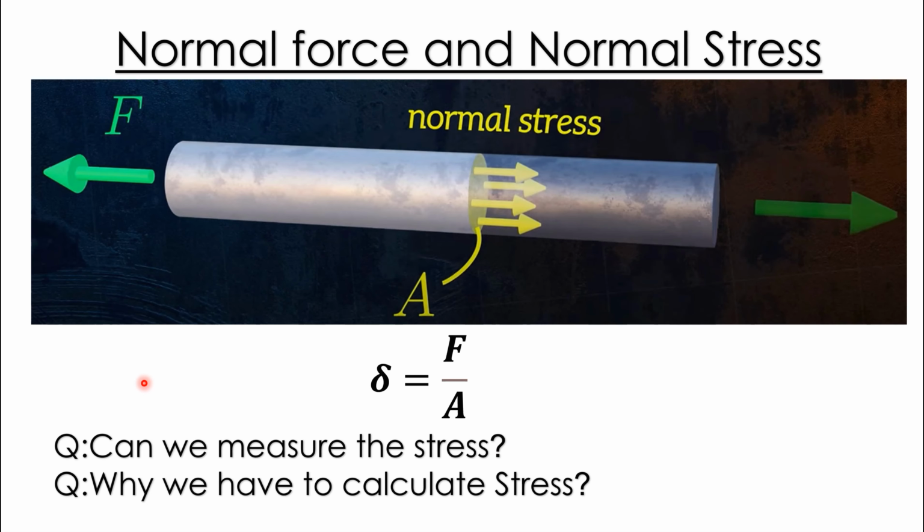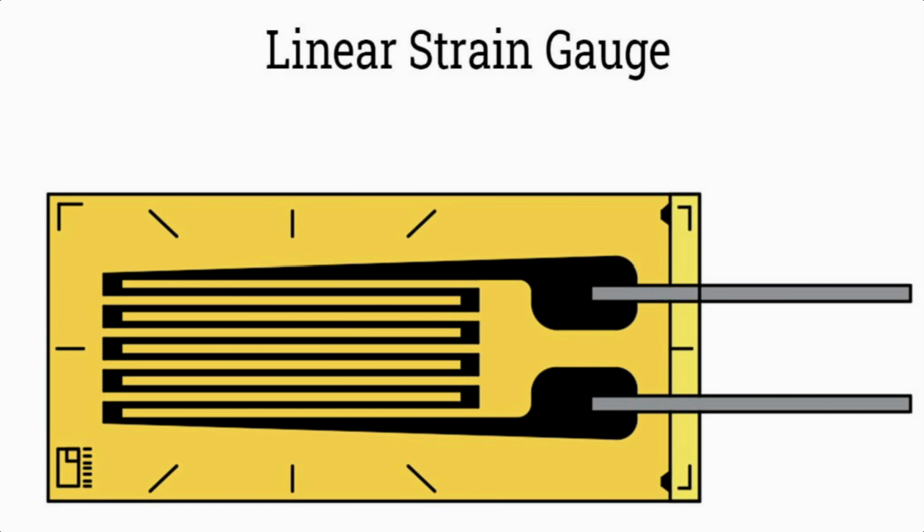Now the question is, can we measure the stress? No, we cannot directly measure the stress in a pipe or an object, but we can measure the strain, the amount of deformation in a body. That's why we need to know the relationship between stress and strain to calculate the stresses in a pipe or a body.